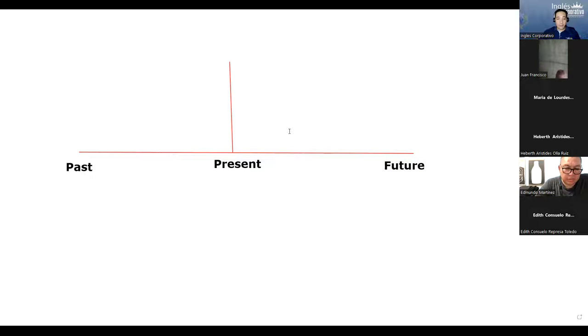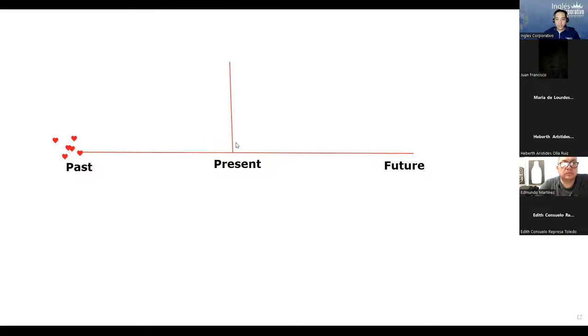We are here right now on the present. The past is the past and it happens in the past. We all love the past, right? We are in love with the past, but not with the future. That's an irony. So where does the present perfect occur? Here, or maybe farther?